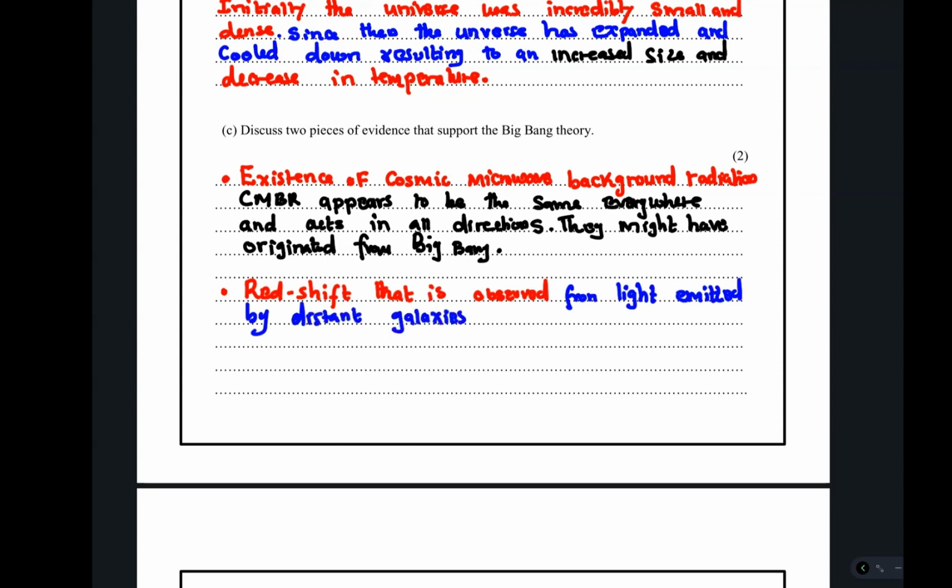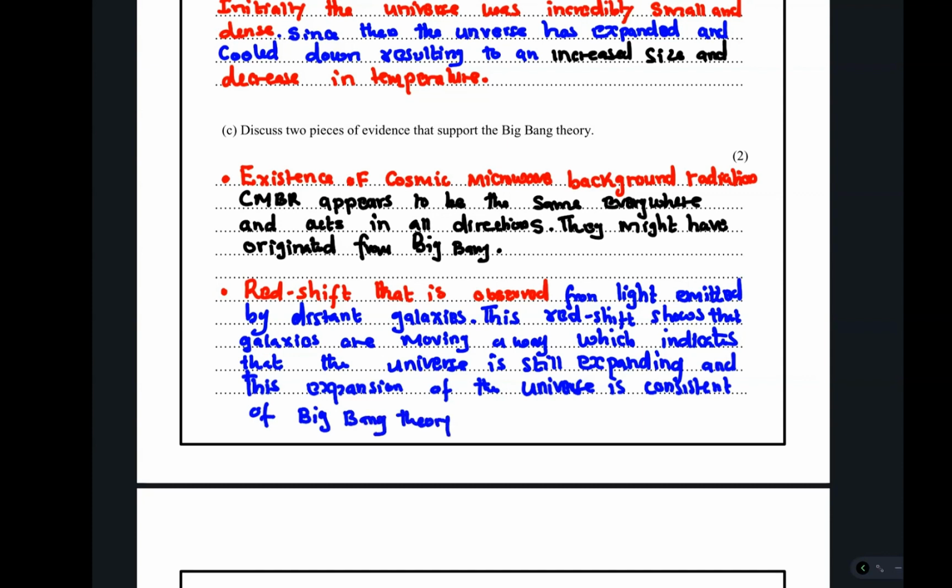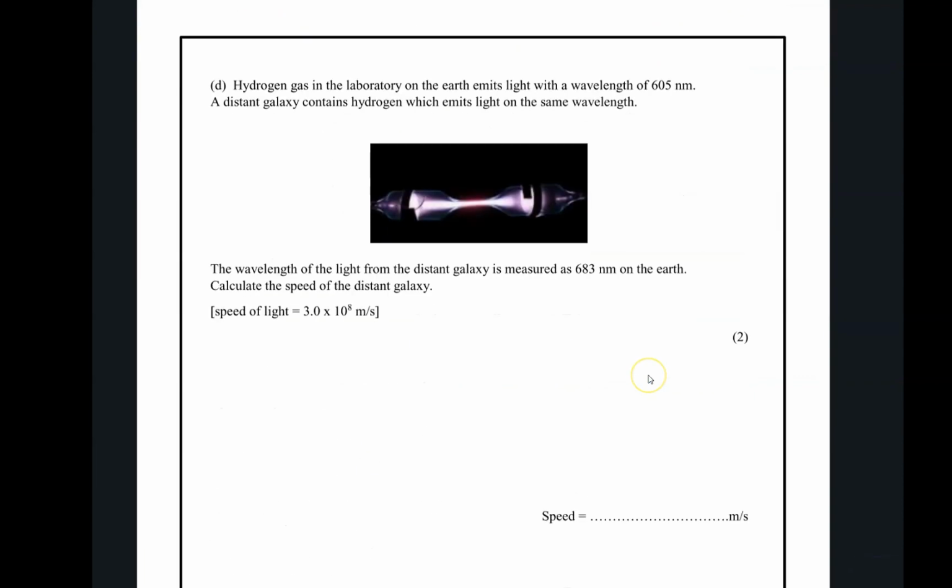So this redshift indicates that the galaxy is moving away, which means that the universe is still expanding. And remember, this is an assertion. This is a claim of Big Bang Theory. Big Bang Theory says that the universe is still expanding. So when you see the redshift, that galaxies are moving away, it means that the universe is still expanding. And indeed, we can confirm that.